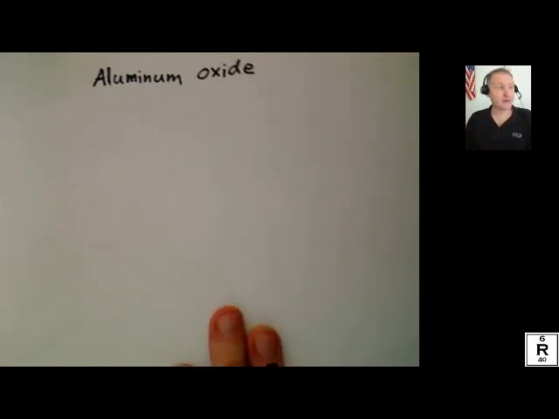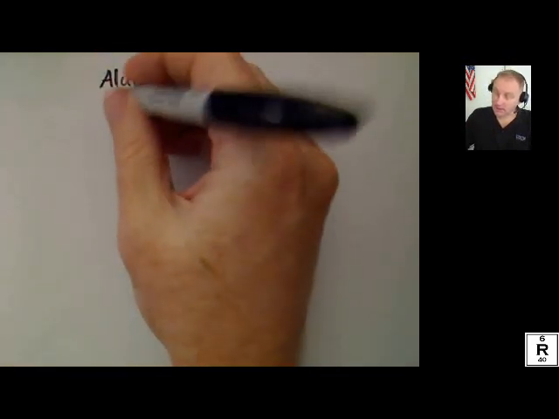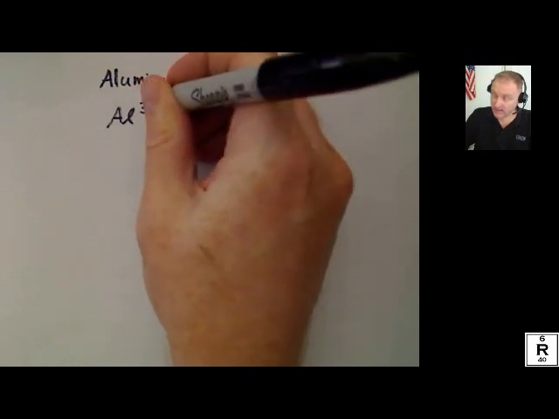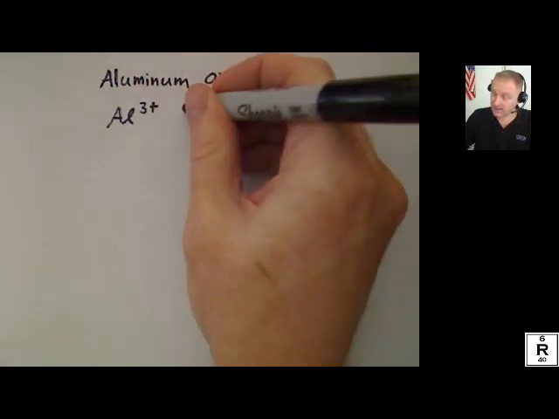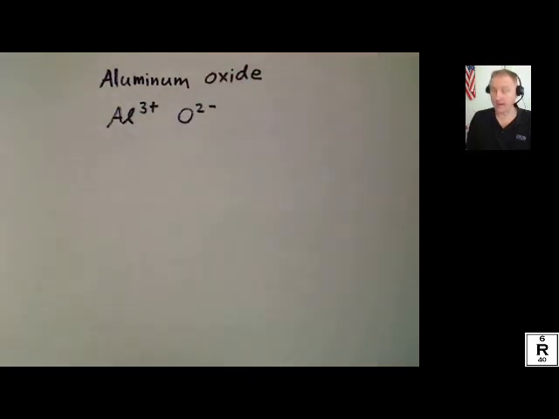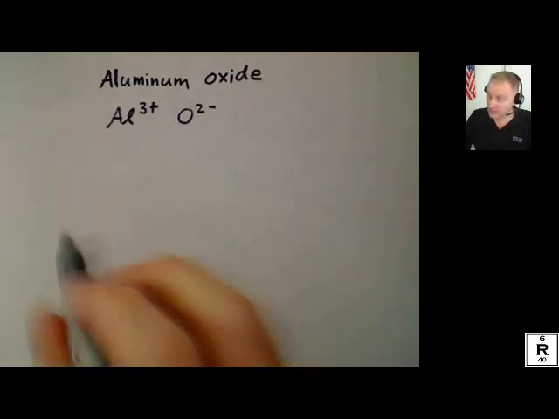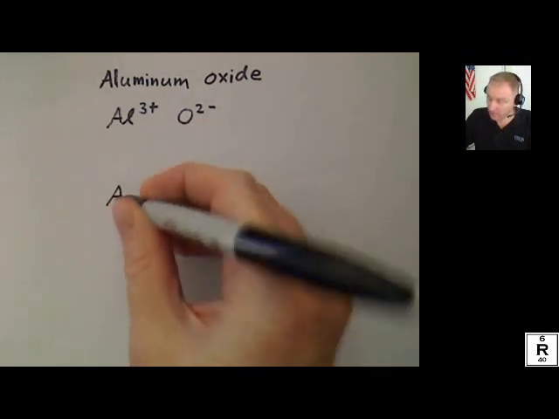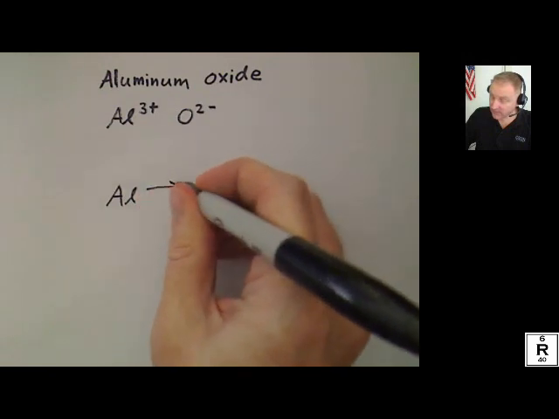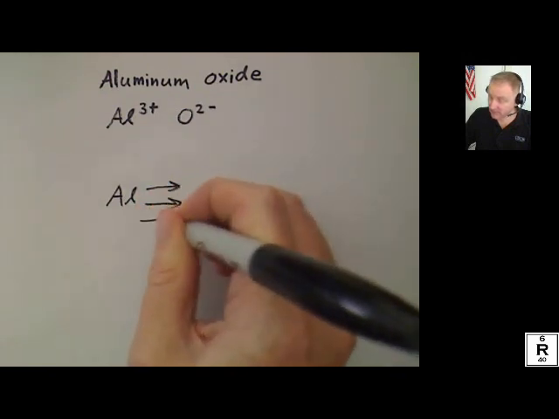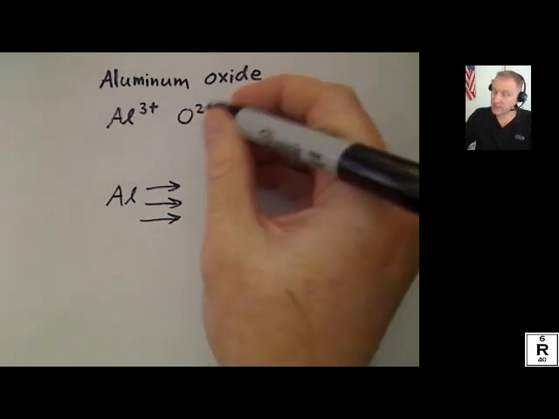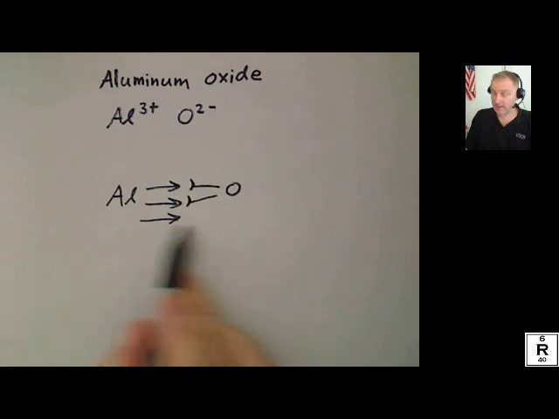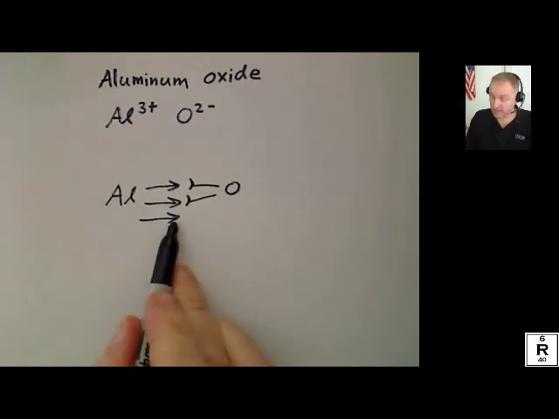Let's try another one, aluminum oxide. Look on your periodic table: aluminum has a charge of 3 positive, and oxygen has a charge of 2 negative. Aluminum always has to get rid of 3 electrons to be stable, and oxygen has to accept 2 electrons to be stable. So this isn't okay. It's not stable. Aluminum needs something else to accept that electron.